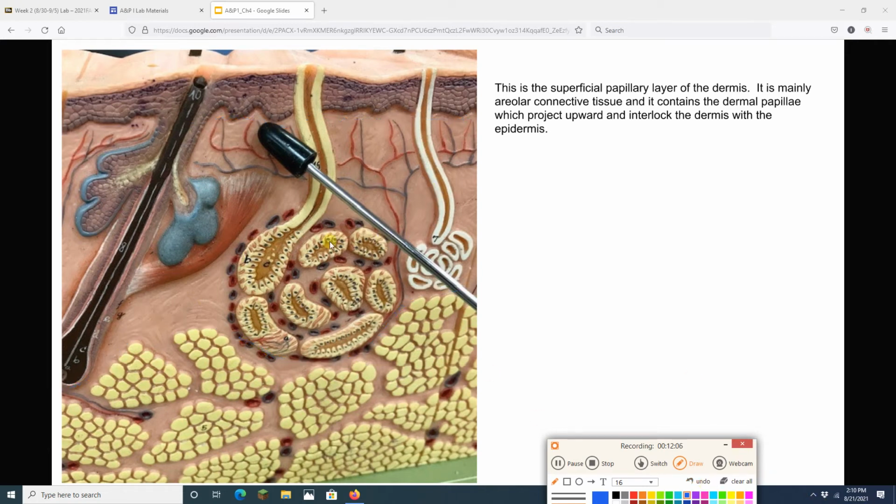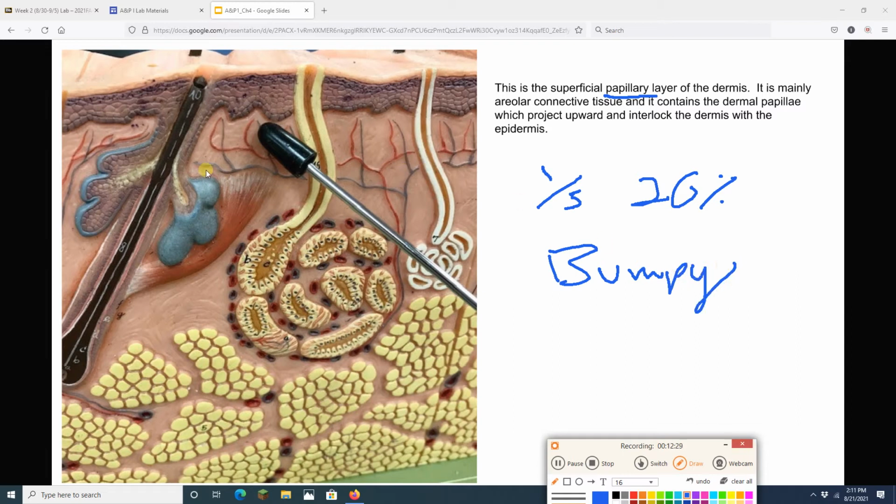Now, where the pointer is, this upper layer of the dermis, it's about the upper fifth or so. So do some quick math. Upper fifth, about 20% of your dermis is called the papillary layer of the dermis. The word papillary means bumpy. And do you remember how we talked about how there was waviness? Like right here, you can see the waviness really nicely. That waviness helps anchor the epidermis to the dermis. That is what the bumpiness is referring to. And that's why we call it the papillary layer of the dermis.